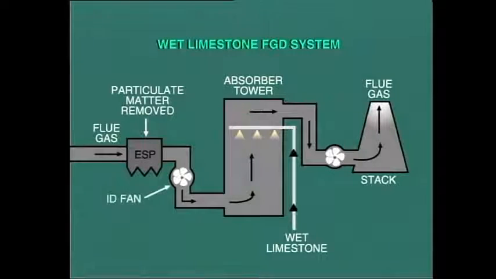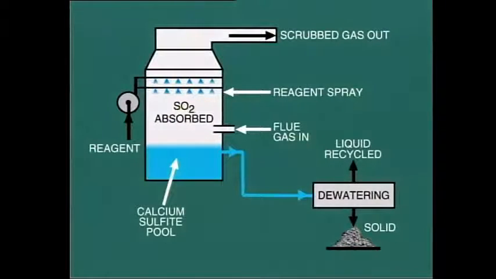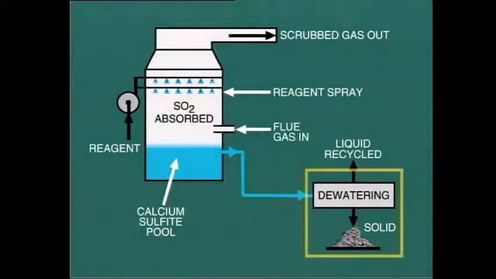Of course, the ID fan and perhaps additional booster fans must be designed to cope with the pressure drop across the tower. As the flue gas flows through the absorber, it mixes intimately with the calcium spray, and SO2 is extracted from the gas. This is absorbed into the liquid, forming a calcium sulfite slurry at the bottom of the tower. The heaviest concentration of this slurry is continuously removed and processed.